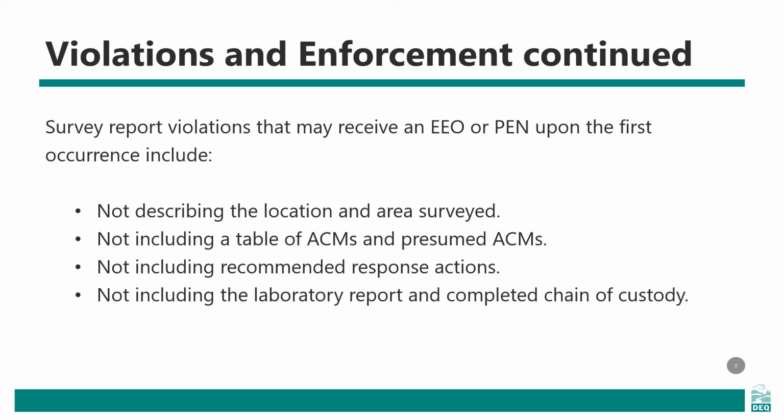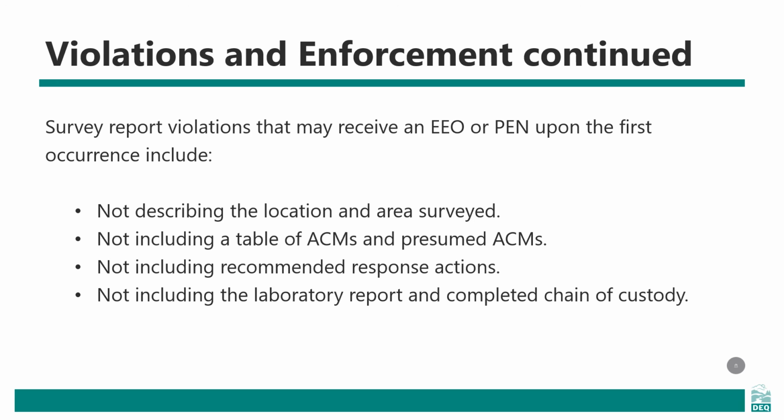While there are survey violations that may receive a warning letter the first time they occur, other violations could receive an EEO or PEN. Those violations include not describing the location and area surveyed. For example, not stating the survey was conducted in the second floor bathroom of a residence or the first floor hallway of Building A. Not including a table of asbestos-containing material or material presumed to contain asbestos. Not including recommended response actions. This is the language that directs the owner or operator to follow DEQ asbestos rules. And not including the laboratory report and completed chain of custody are all violations that may receive an EEO or PEN on the first occurrence.